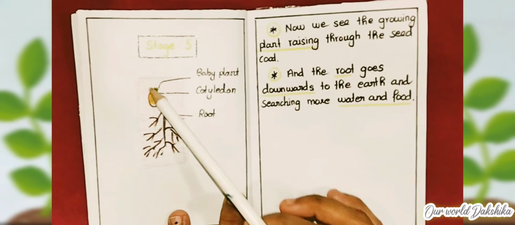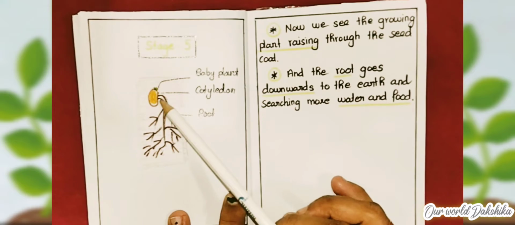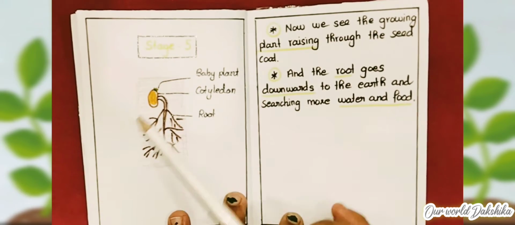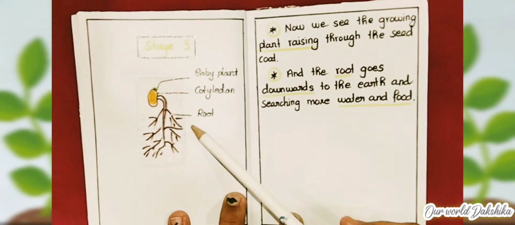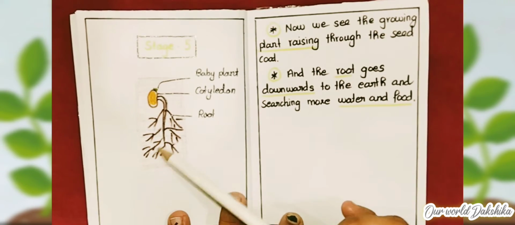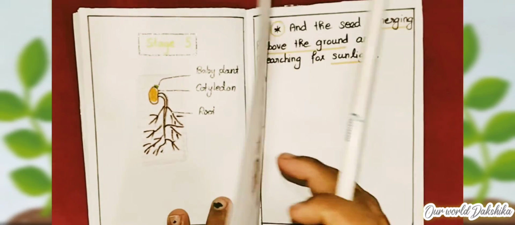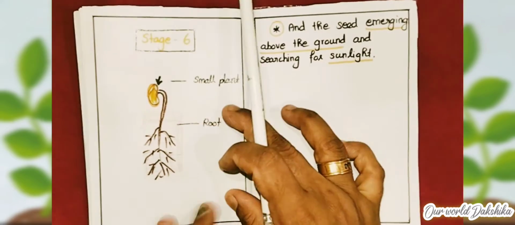Now we see the growing plant rising through the seed coat, and the roots are going downwards into the earth, searching for more water and food. This is stage 5. Next, stage 6.